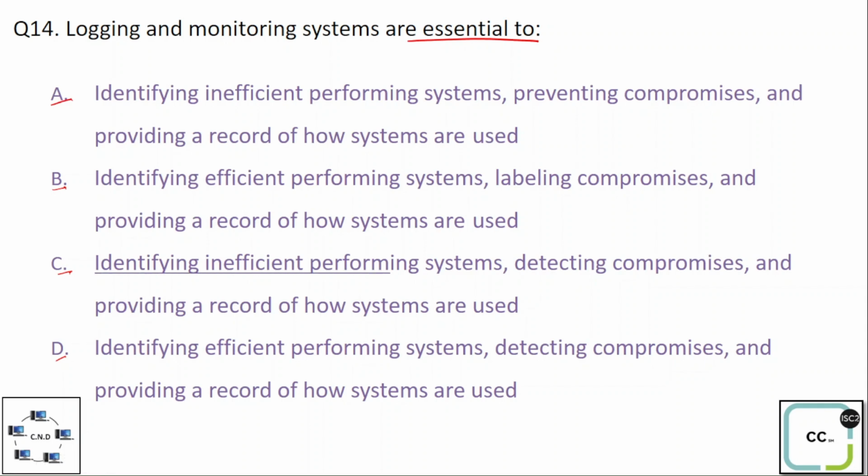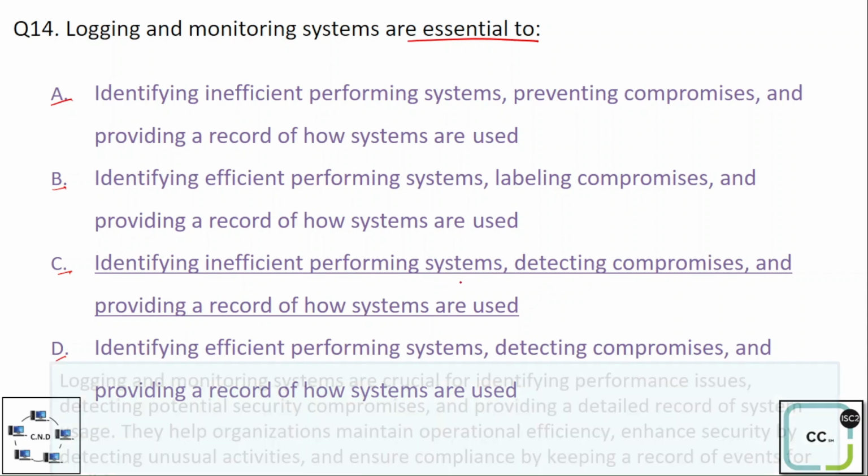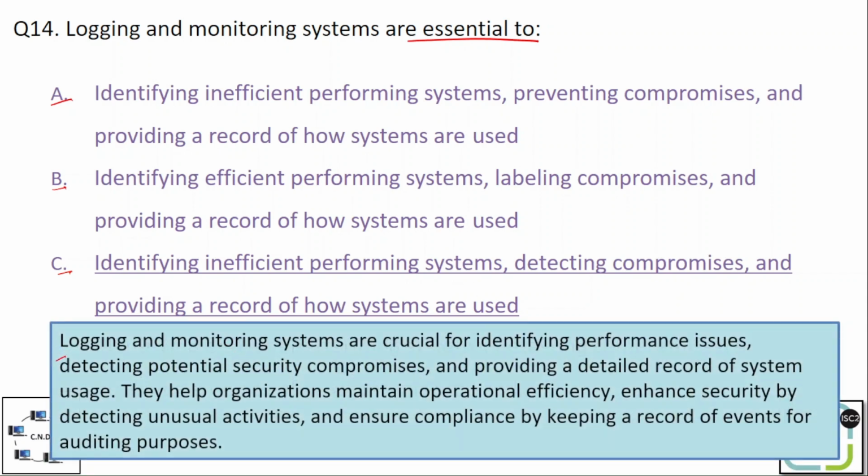And the correct option is that logging and monitoring systems are essential to identify inefficient performing systems, detecting compromises, and providing a record of how systems are used. So logging and monitoring systems are crucial for identifying performance issues, detecting potential security compromises, and providing a detailed record of system usage. They help organizations maintain operational efficiency, enhance security by detecting unusual activities, and ensure compliance by keeping a record of events for auditing purposes.